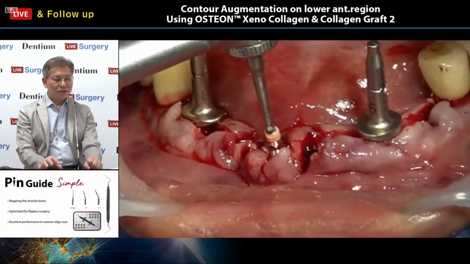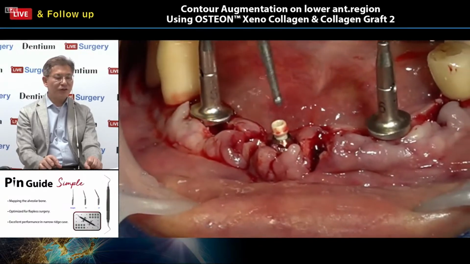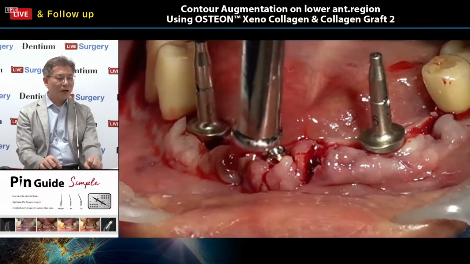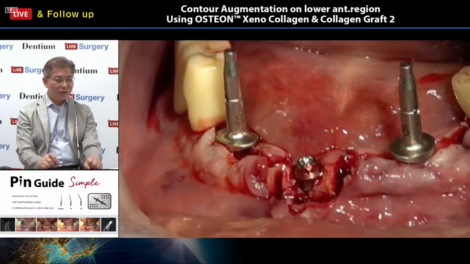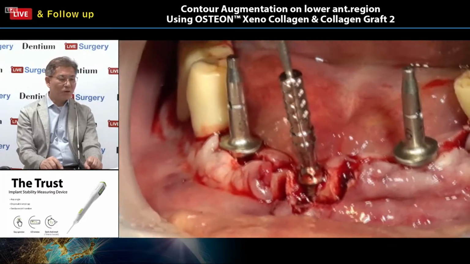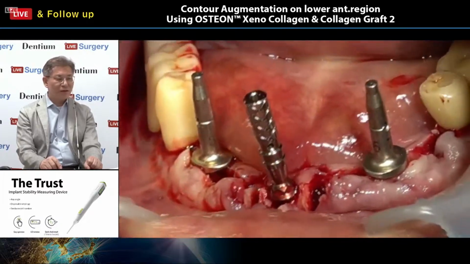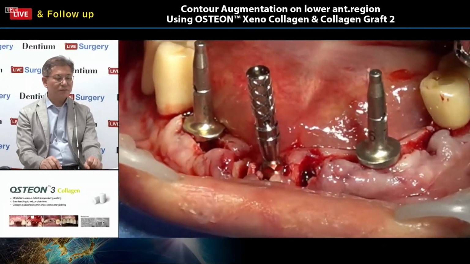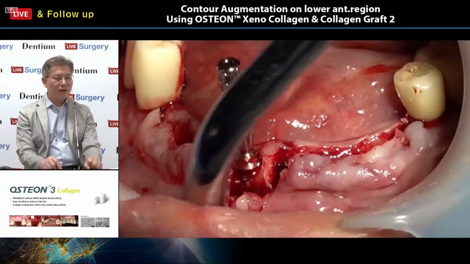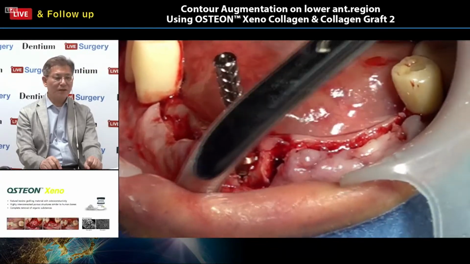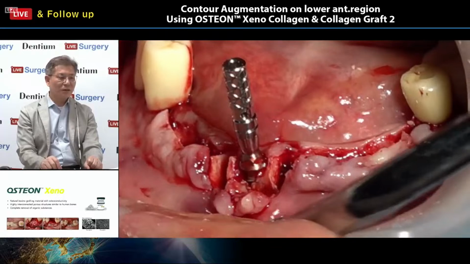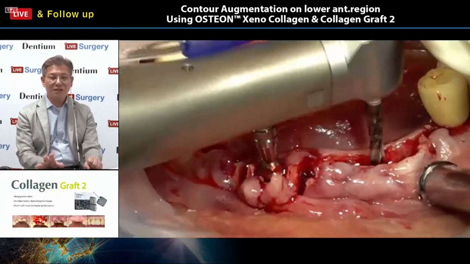Okay, all the SLA treated surface was buried into the host bone, and the top portion, the polished collar, is exposed in the supracrestal area. As you know, this bright tissue level implant has a built-in screw type connection. So basically this one is an external connection style.